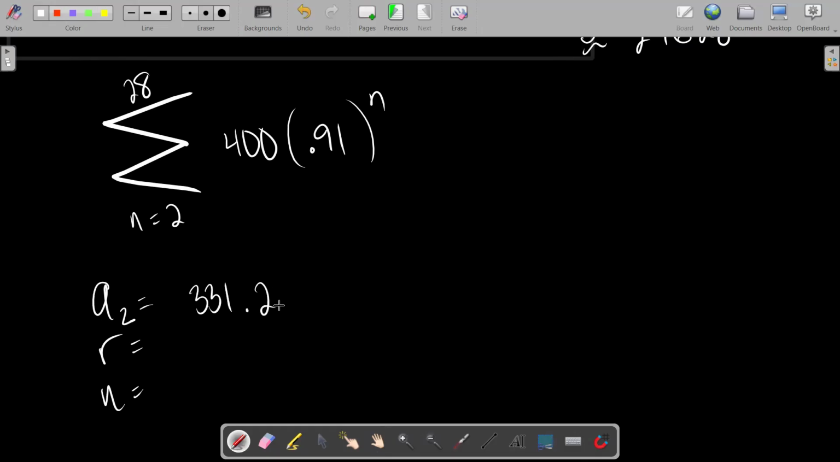So again, it doesn't mean that 331.24 is the first term of this particular sequence. It just means it's the first one we care about, right? And then what's r? 0.91. So this is now, when you have a growth factor that's under 1, then we're dealing with what we call exponential decay. It means it's losing 9% of itself every period, every go round, right?